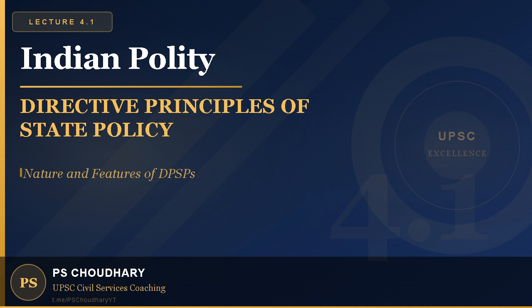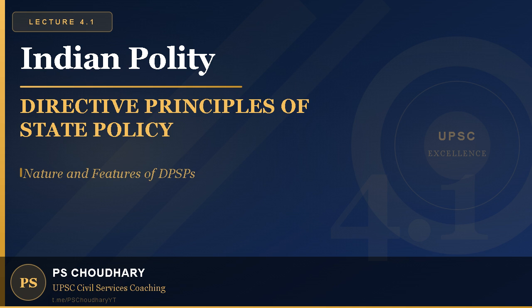Imagine the Constitution as a contract between citizens and the state. Fundamental rights are what the citizen gets guaranteed. The state signs and says, I will not oppress you. I will not discriminate. I will not take your liberty without fair procedure. Directive principles are what the state promises to work towards.